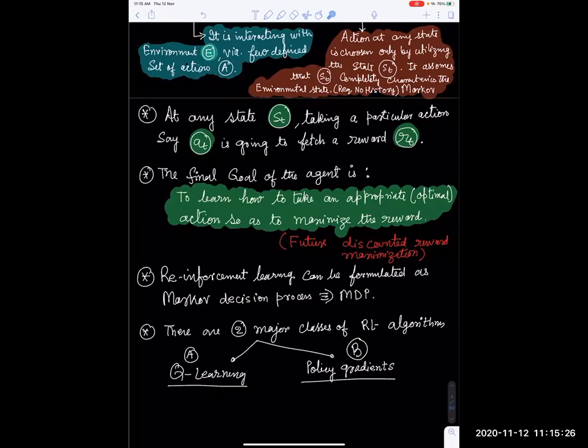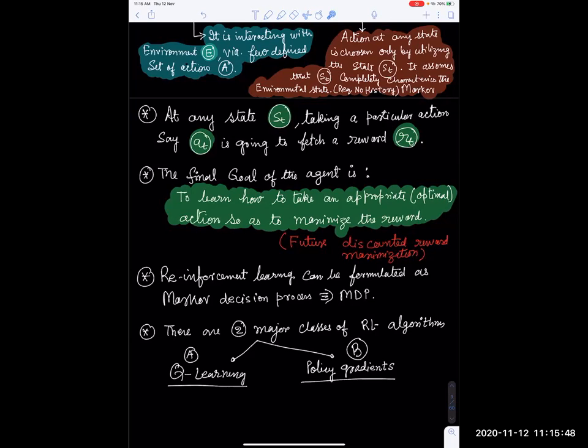As we have said, optimal behavior needs to be somehow quantized, and that's done in terms of learning how to take an appropriate optimal action so as to maximize the reward. So being an agent, you need to somehow manage what I should do at any state so that I get the maximum reward.